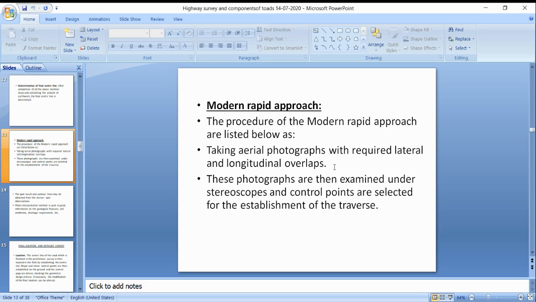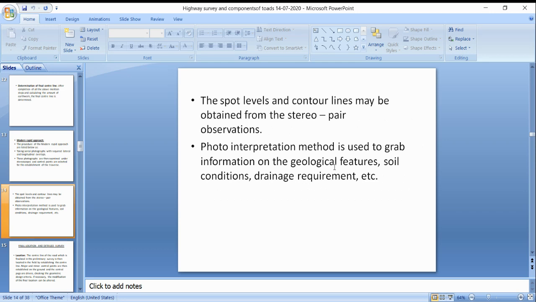So here, if we collect the data with an instrument known as a stereoscope, there we can see the control points of the traverse. By taking a picture of them and keeping that data in a system, we will get the control points of the field itself. Next, the spot levels and the contour lines may be obtained from the stereo pair observation. The photo interpretation method is used to grab the information on the geological features, soil condition, drainage requirements, etc.